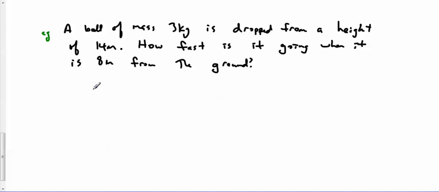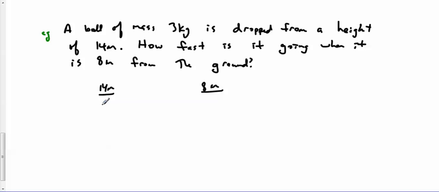from a height of 14 meters. How fast is it going when it is 8 meters from the ground? This is an energy question. And I'm going to suggest that you do your given like this, that you do a given for 14 meters and you do a given for 8 meters.